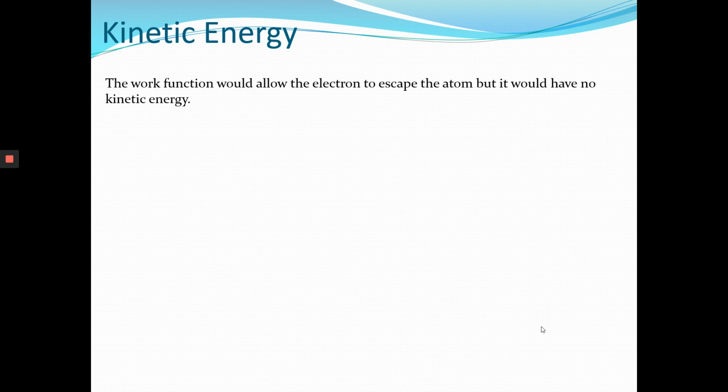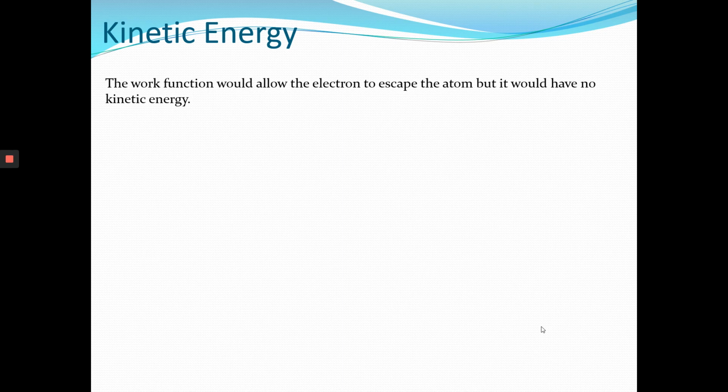But imagine that the electron still needs 10 joules to escape the atom, but our photon this time has 14 joules associated with it. So this 14 joule photon comes in, the electron absorbs all 14 joules, it uses the 10 joules to escape the atom, but then it has 4 joules left over that it hasn't used.